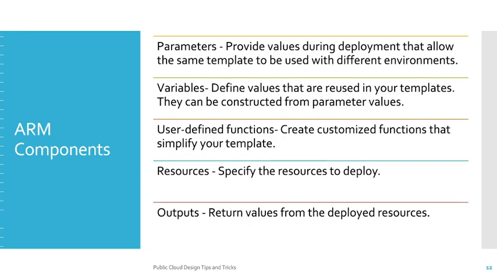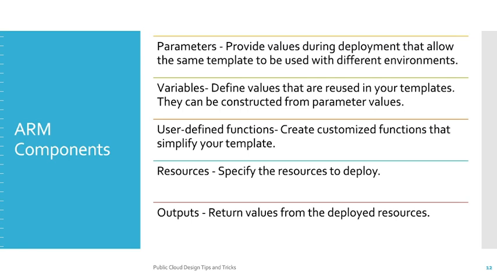Now the main part is what are all the different components ARM has. The first component is the parameter file. It provides the values during your deployment that allow the same template to be reused with different environments. Like you want to deploy it to your development environment, and the same template you want to deploy to a higher environment, then you can parameterize your values, and based on that environment, you can select which parameter to be picked up, so that the base template will remain the same, and based on the parameter the file will be deployed. Second is variables. Variables define the values that are reused in your templates.